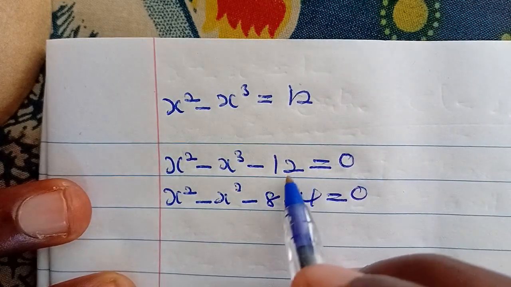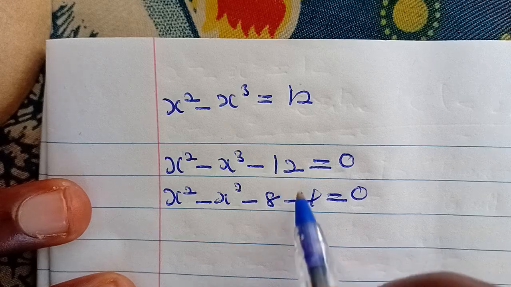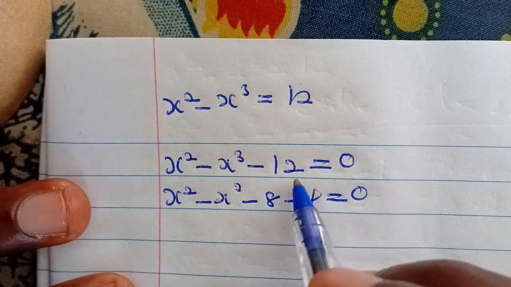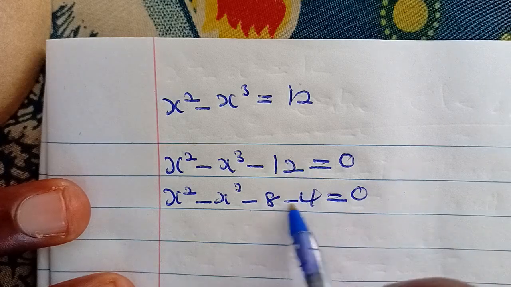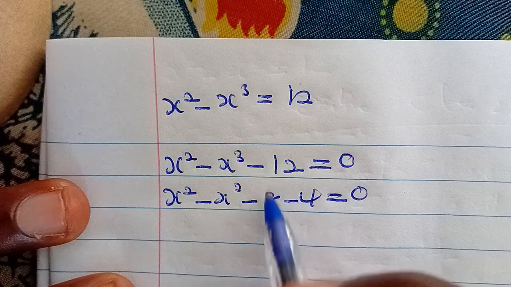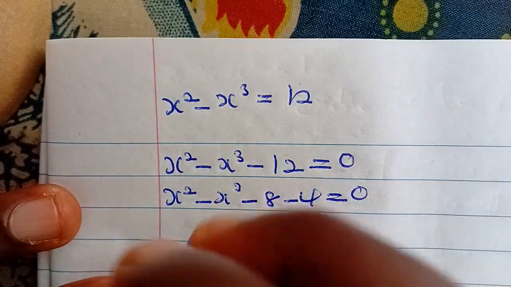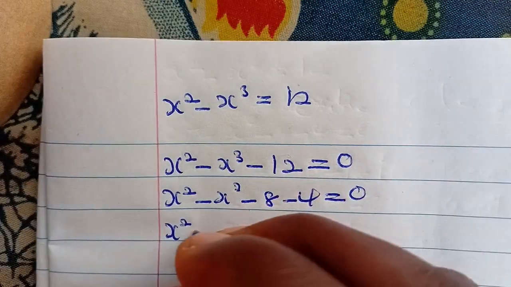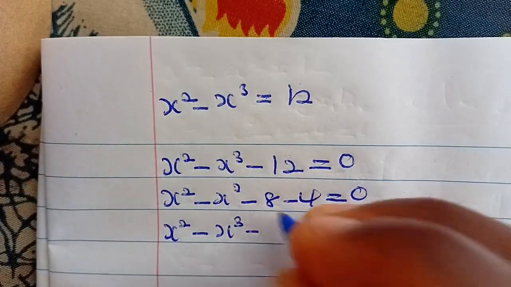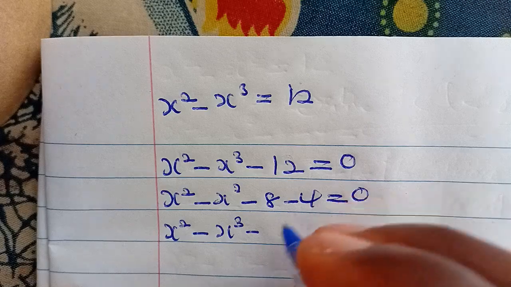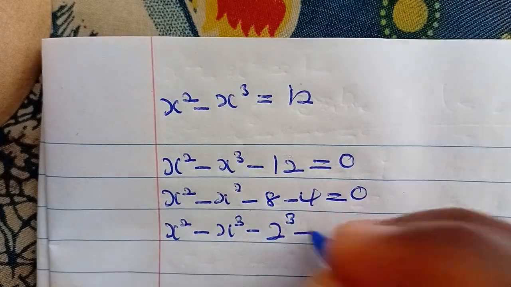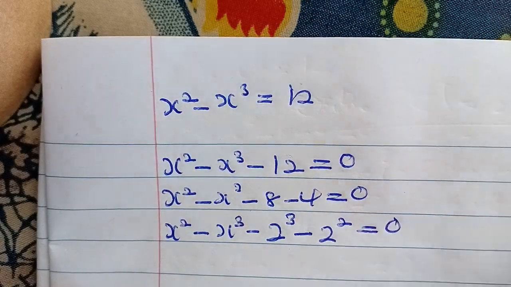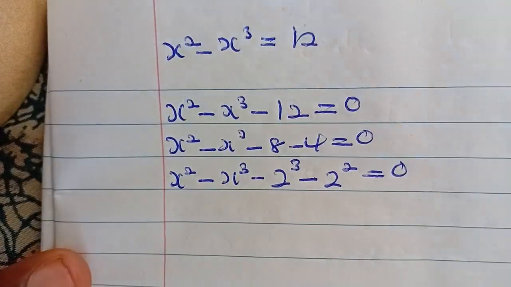So we have further simplified the 12 as minus 8 minus 4, or we have rewritten 12 as minus 8 minus 4. So minus 8 minus 4 gives us minus 12. So we are going to have s squared minus s cubed minus 8 can be written as 2 exponent 3. 2 exponent 3 minus 4 can be written as 2 exponent 2 equal to 0. So this is what you have.